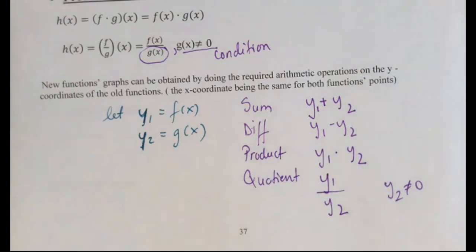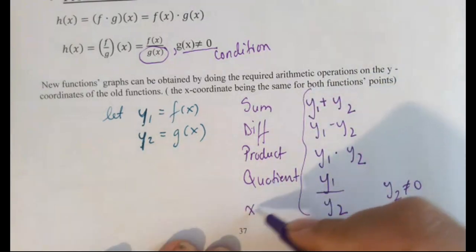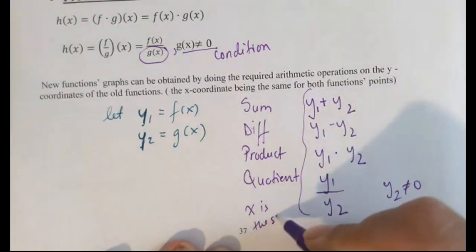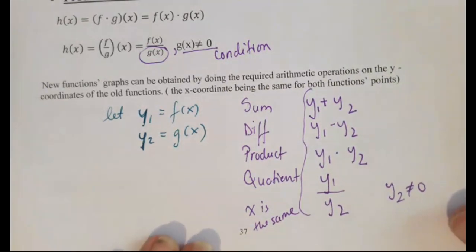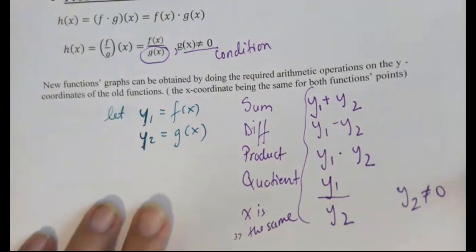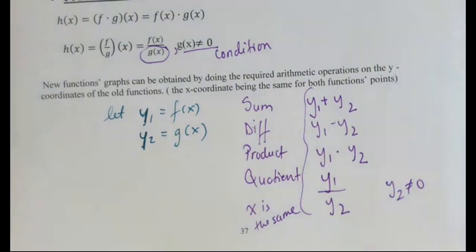That's what we're going to do when we get to graphing. And for all of these, x is the same. So we keep the x the same value, and then we just add, subtract, multiply, divide the corresponding y's of those points.